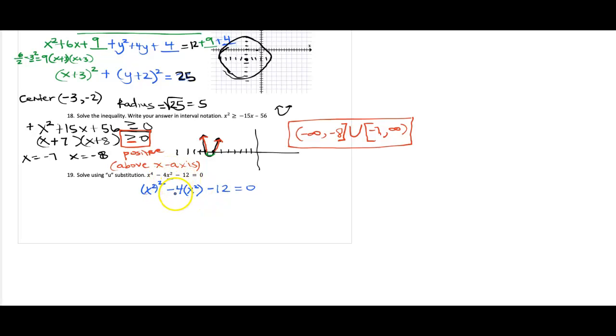Okay, looking at this, I'm going to let U equal x squared. So everywhere I see an x squared, I'm going to put a U in place of it. So really here I have U squared minus 4U minus 12 equals 0. And now that doesn't look so difficult to factor, right? So that's what I want to do next. What multiplies to be negative 12 that adds to be negative 4?